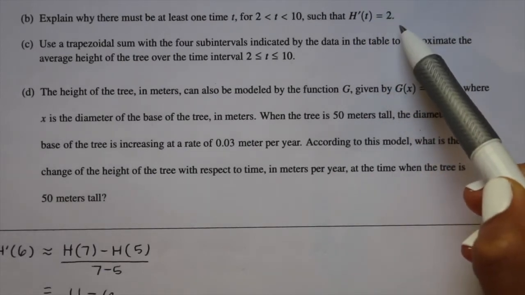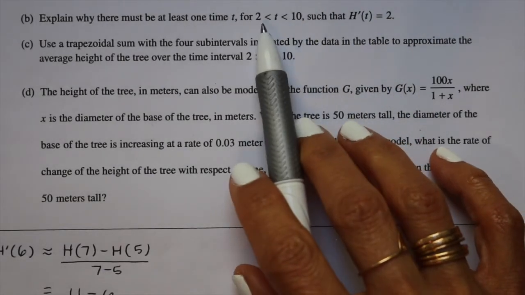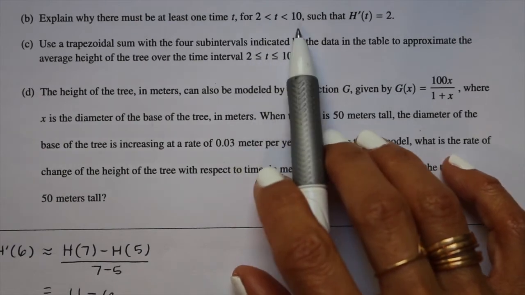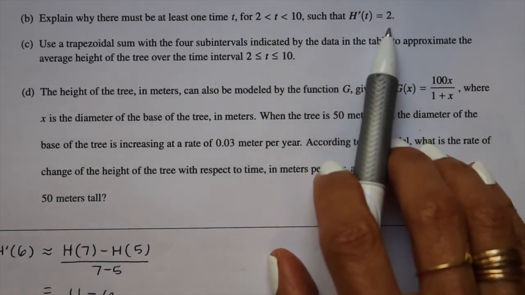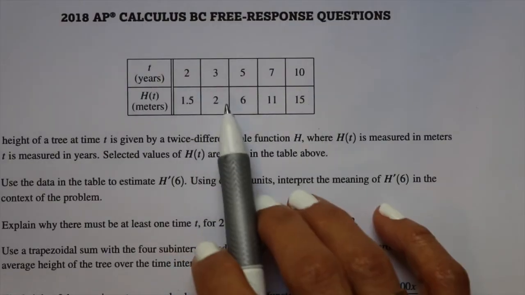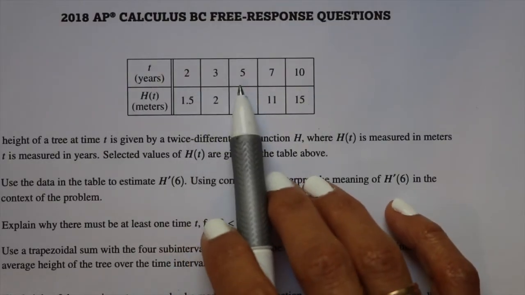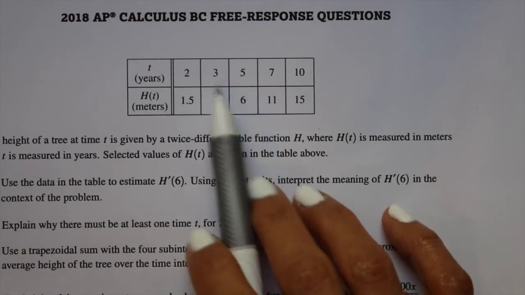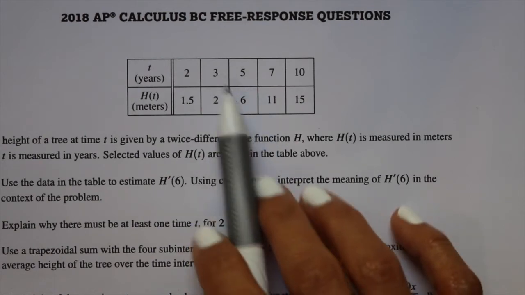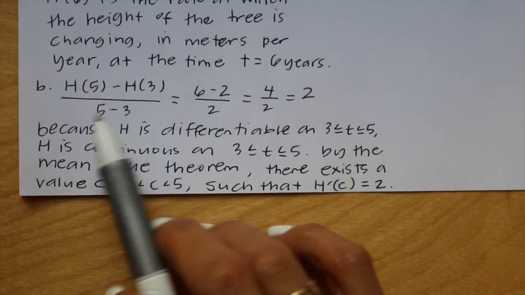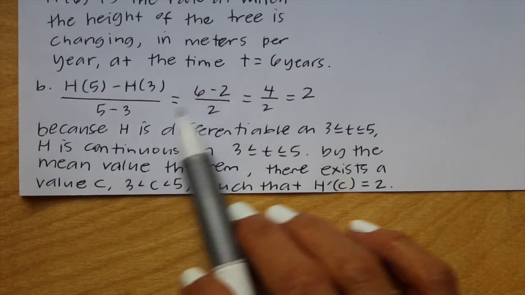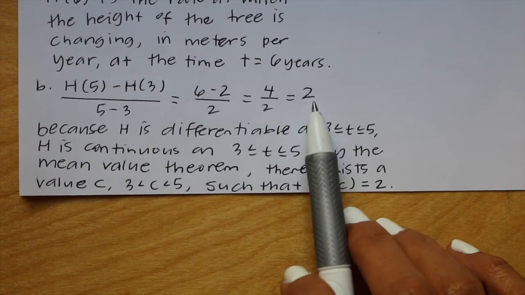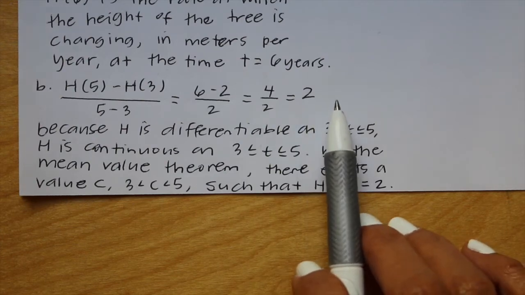They're already giving us that it's equal to 2. So we want to find two data values in between 2 and 10 that when we take the average rate of change, we'll get the same value, 2. So you want to look through the table. I want to look right here with these data values. Our change in y is 4 and our change in x is 2. So 4 over 2 would make 2. So h of 5 minus h of 3 all over 5 minus 3 ends up equaling 2, which is the same as h prime of t equaling 2.